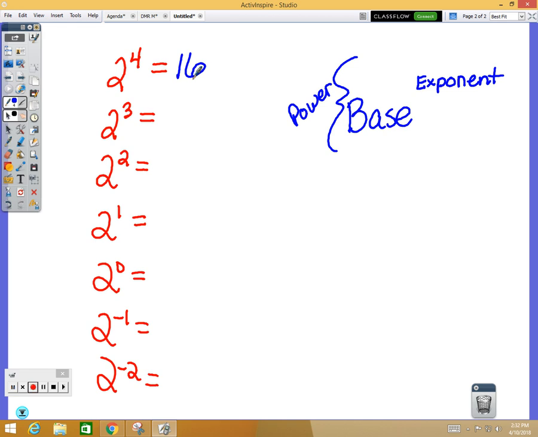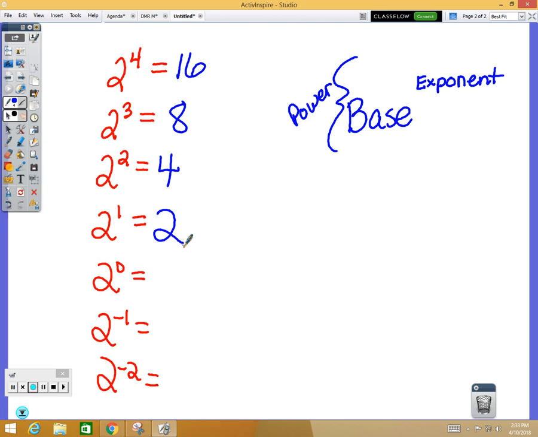What is 2 to the 3rd power? 8. What is 2 to the 2nd power? What is 2 to the 1st power? All right, I'm going to pause there, because again, the point of me doing this was for us to find a pattern. I don't want to just tell you this is the rule and this is how you do it. I want to show you why this is the rule. So what is happening each time?